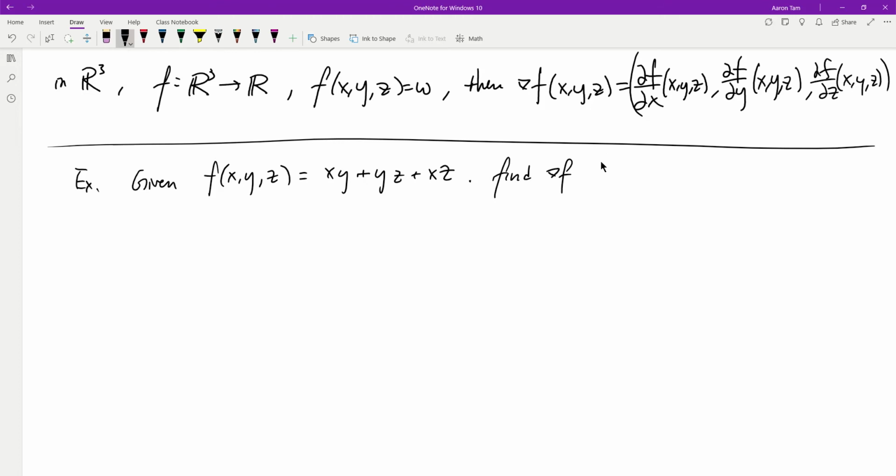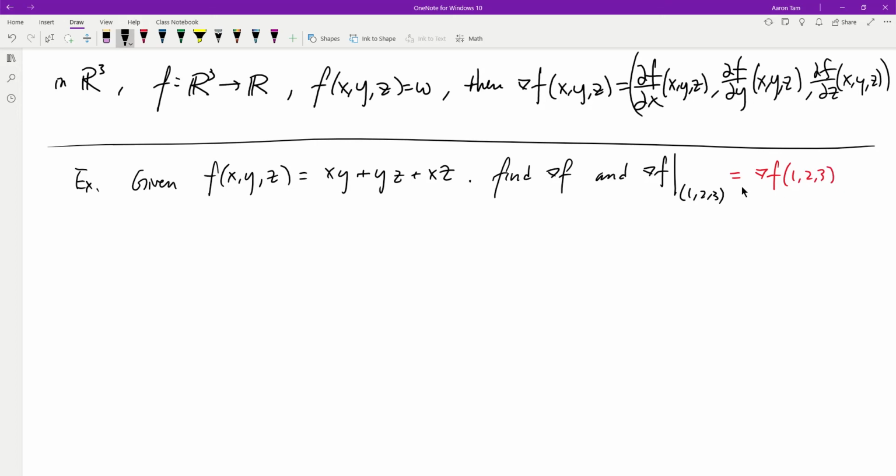And we'll find the gradient of f evaluated at, say, 1, 2, 3. Important to note is that this expression right here is technically the same thing as if I write this.